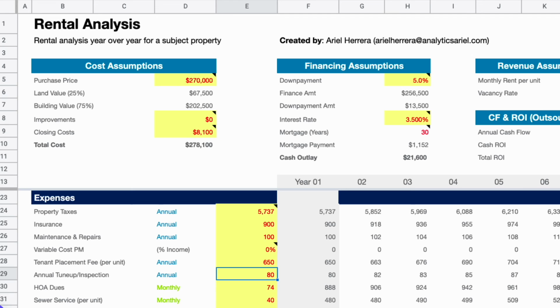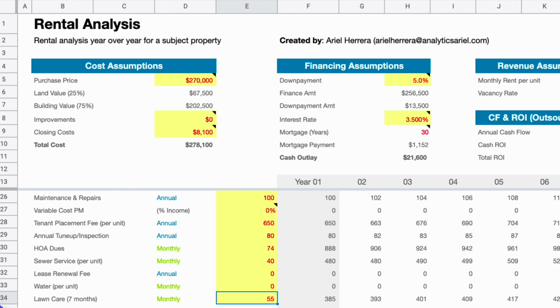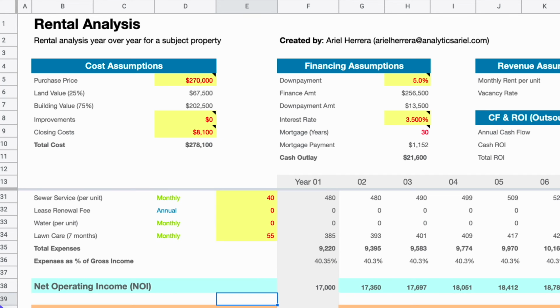Annual tune-up inspection, any HOA dues, which in my case, I had an HOA due. Sewer service monthly. Lease renewal, water, and lawn care. Once that's complete, we're able to see our total expenses for year one, as well as the expenses as a percentage of the gross income and our NOI.